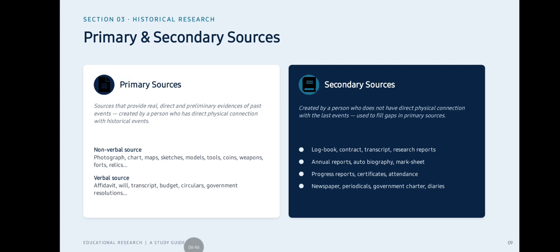Non-verbal source: photograph, chart, map, sketch, models, tools, coins, weapons, forts, relics. Verbal source: affidavit, will, transcript, budget, circulars, government resolutions. Secondary sources created by a person who does not have direct physical connection with the past events, used to fill gaps in primary sources: logbook, contract, transcript, research reports, annual reports, autobiography, mark sheet, progress reports, certificates, attendance, newspaper, periodicals, government charters, diaries.